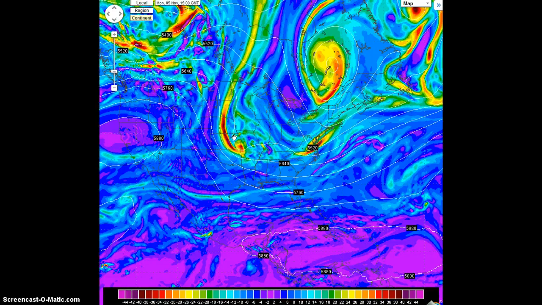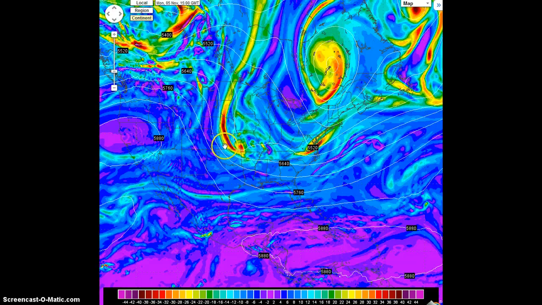And eventually it's going to cause what we call a negative tilt. What is a negative tilt? A negative tilt is basically when the axis of the trough is more centered northwest, southeast. Neutral is straight up and down, and then positive tilt is like this, or southwest northeast.